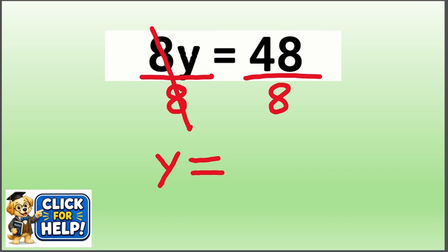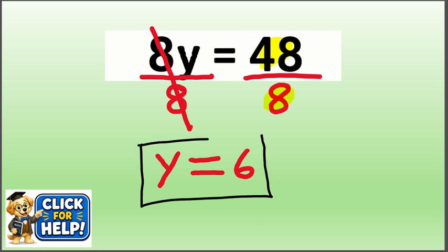To do that, what we do is we do the 48 divided by 8. And we know that 48 divided by 8 is going to be 6. And now just like that, y has some value. We know that the value of y is 6.